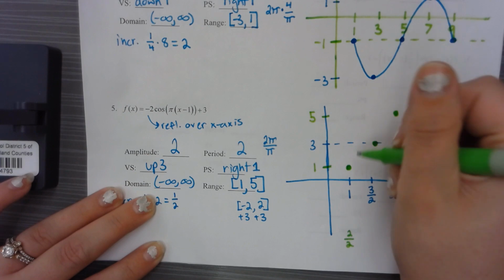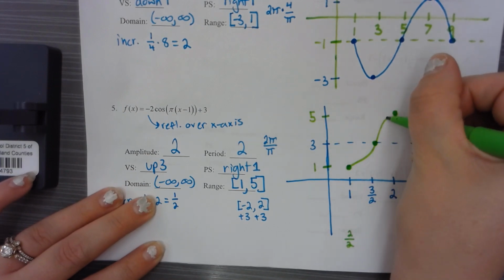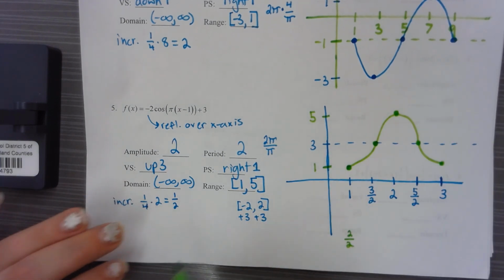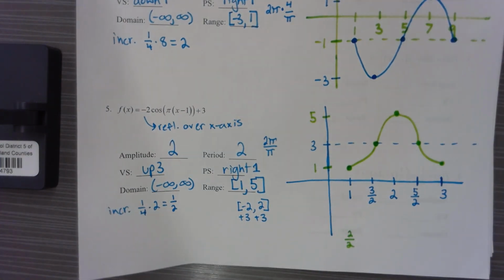Wait, why don't we start at 1? Okay, so normally we would start at the amplitude, right, which is 2. Then we would reflect it, so that's negative 2, correct? And then we shift it up 3.